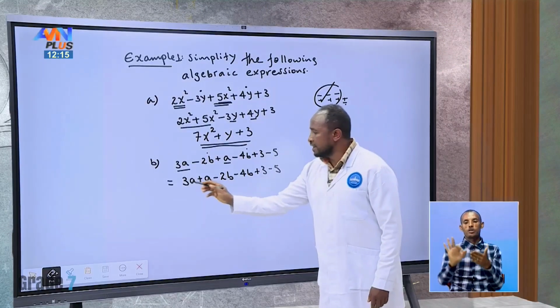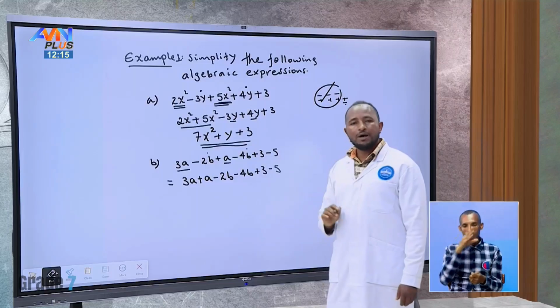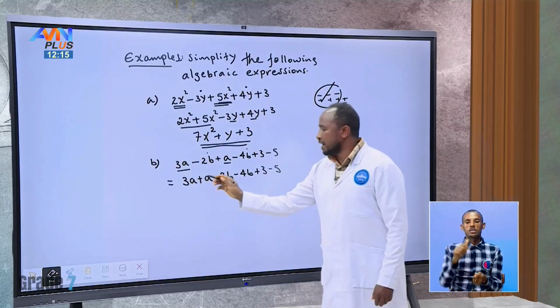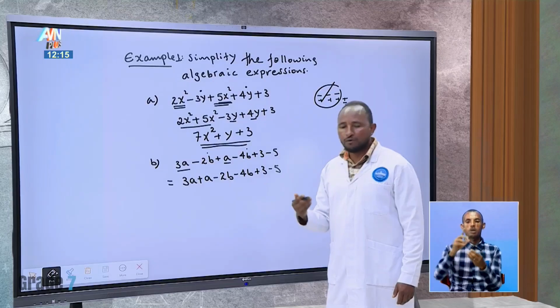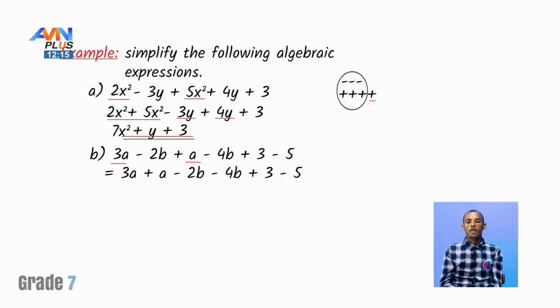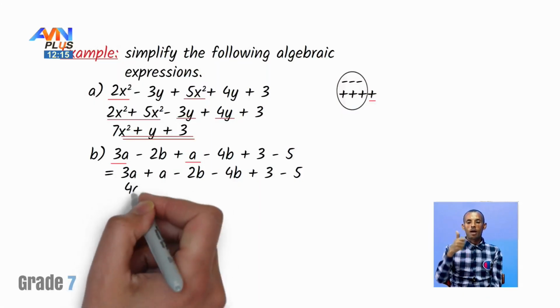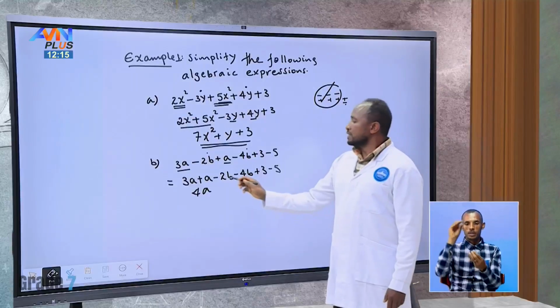You have 3a here. This a means 1a. 3a plus 1a means 3 plus 1. It gives you what? 4. That's right. Therefore, it is 4a.